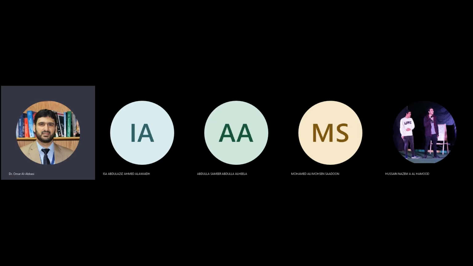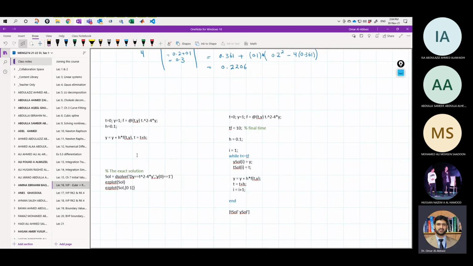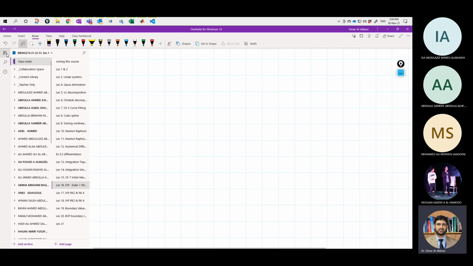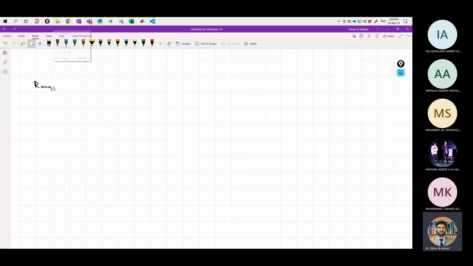Let us do it using the Runge-Kutta two-stage method. Okay, the Runge-Kutta two-stage method. And this approach, Runge-Kutta two-stage method. Okay, the two-stage method.